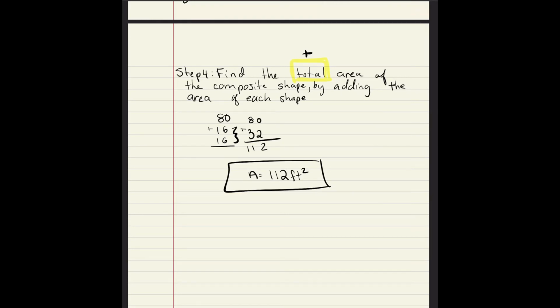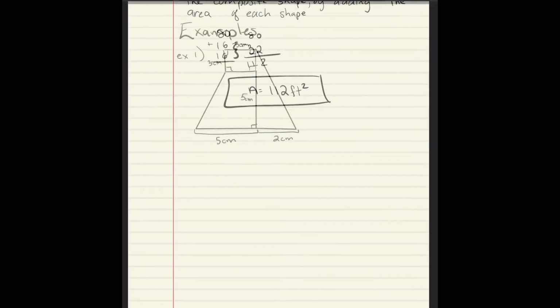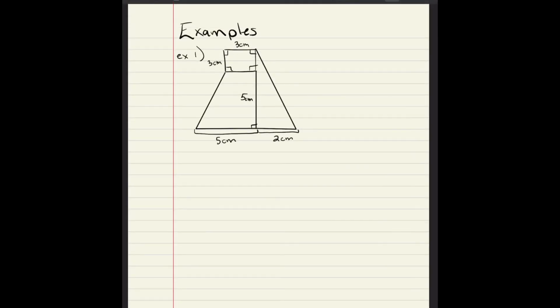So there's lots of steps and lots of places to make silly mistakes, but it's not hard if you just go step by step and work slowly. All right, here's my first example. So I need to find the area of the entire composite figure. So I'm going to start by identifying my shapes.